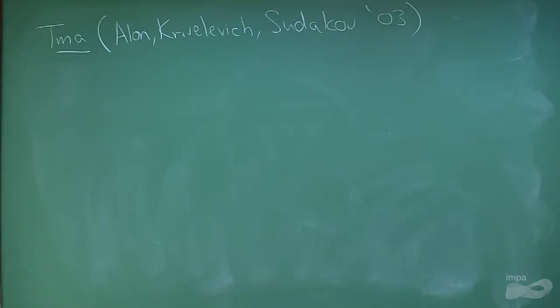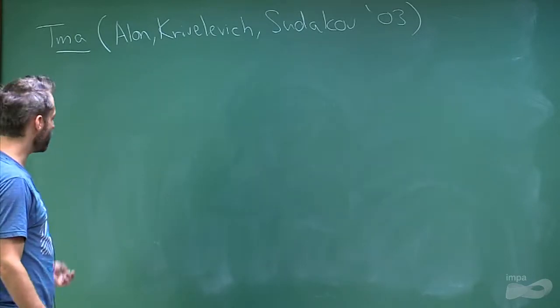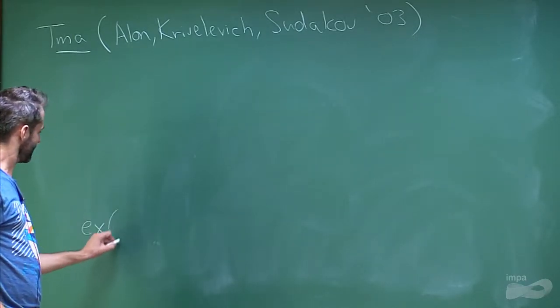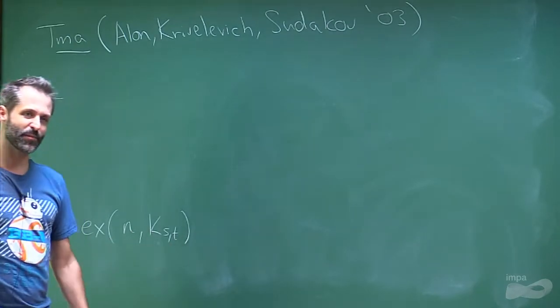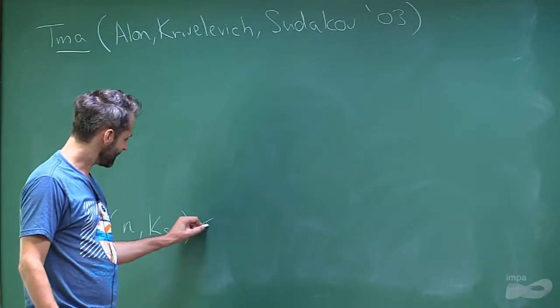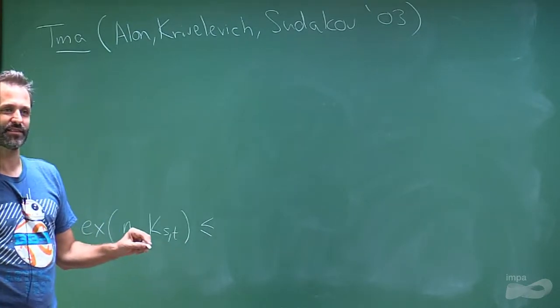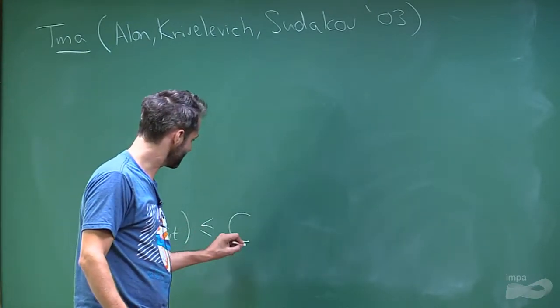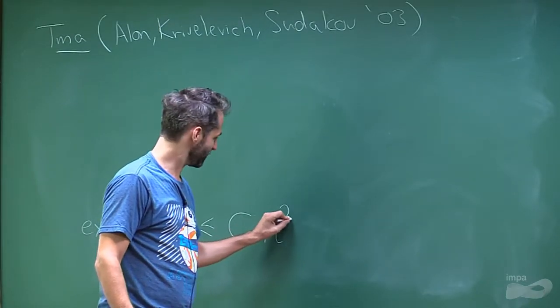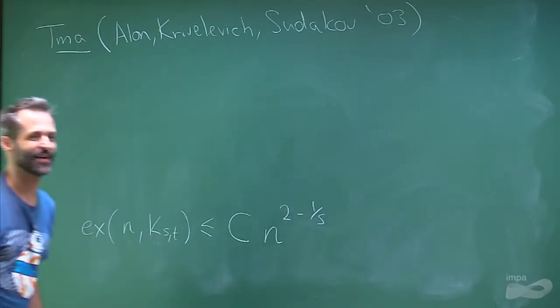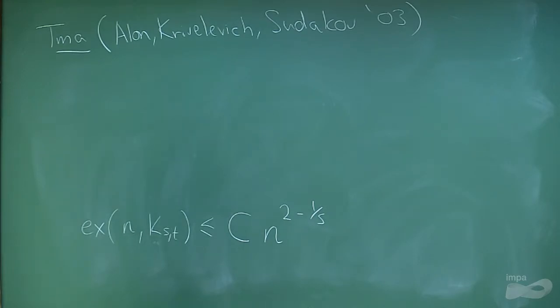Okay. So recall that the extremal number of a complete bipartite graph K_{s,t} is at most what? At most n to the 2 minus 1 over s. Right. So this is a generalization of this theorem.